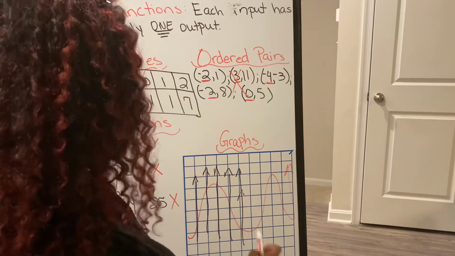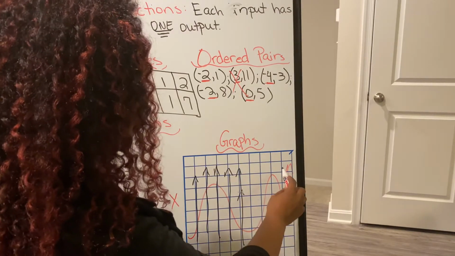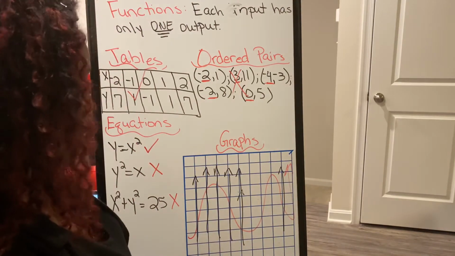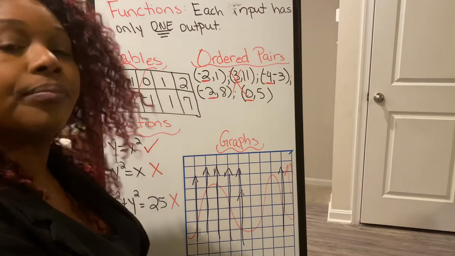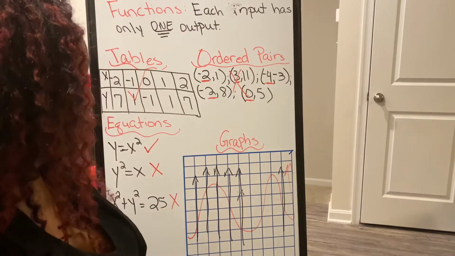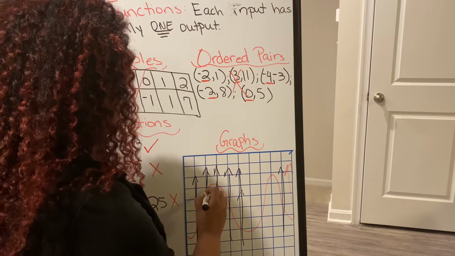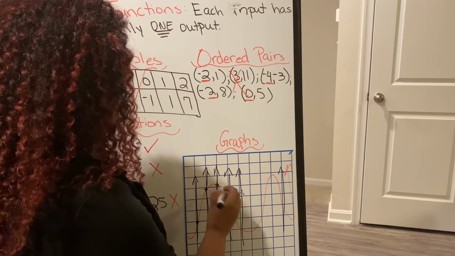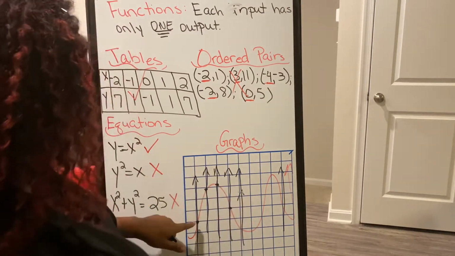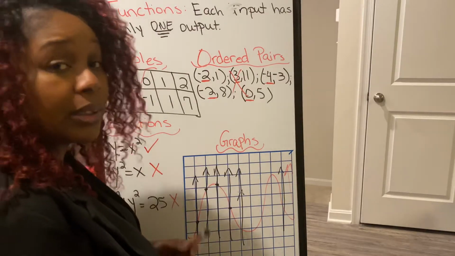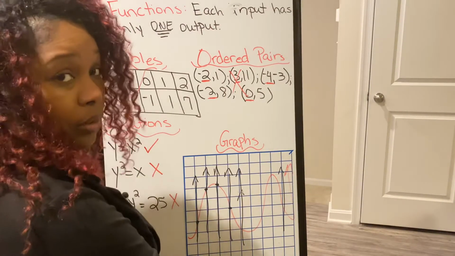Okay. So if I look, when I pass this way, does it pass the vertical line test? Yes. Because look, here, here, here, here. Each one only has one point along the line, which means yes, it will pass my vertical line test.